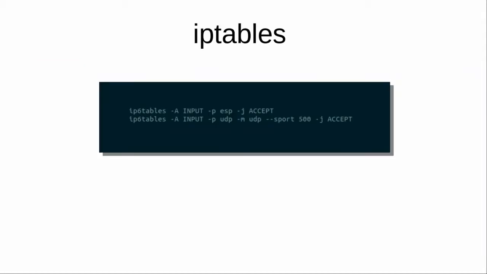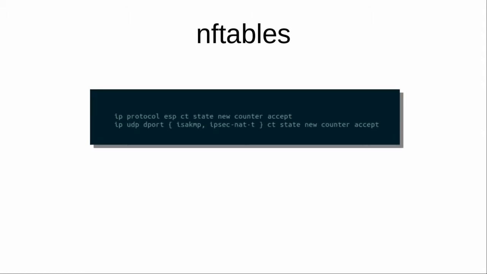What you need to open on the firewall is just two things: protocol ESP, which is protocol number 50, and for the IKE protocol, it's port 500 for the UDP protocol. That's it. Syntax for nftables is even simpler.